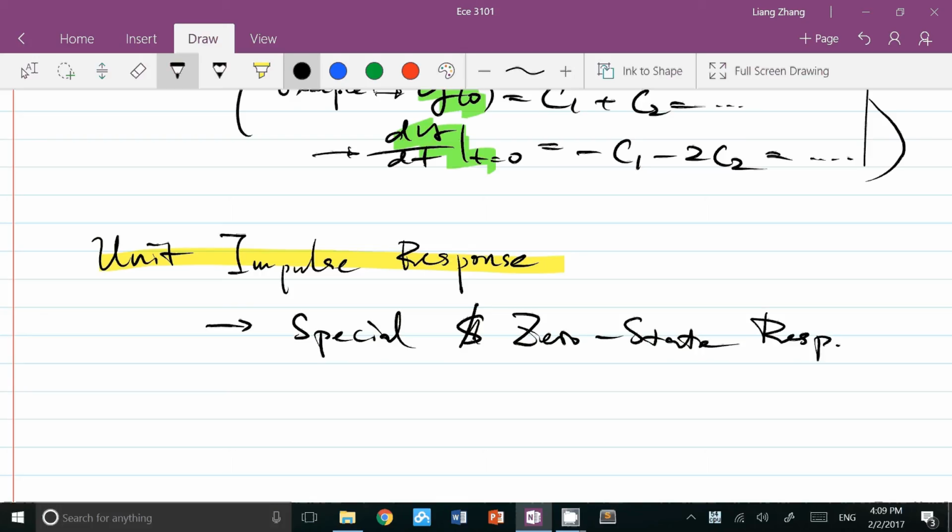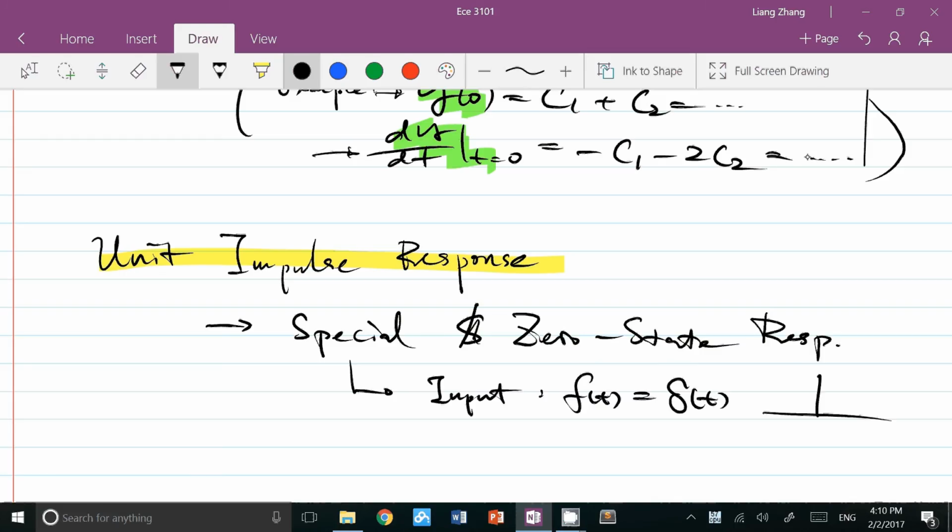The special thing about it is your input, because for zero-state response, everything is caused by your external input, and all initial conditions are zero. So the special thing here will be a special input. This special input is actually the simplest input signal we can imagine: the unit impulse function delta of t.